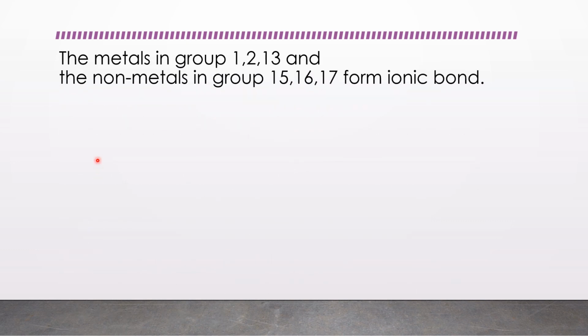And then the metals in group 1, 2 and 13 and non-metals in group 15, 16 and 17 will form an ionic bond, only in those groups. From the conditions we saw in the previous slide, in the metals group there will be a low ionization potential, low electronegativity and low electron affinity value. The metals and non-metals transfer the electrons and form ionic bonds.